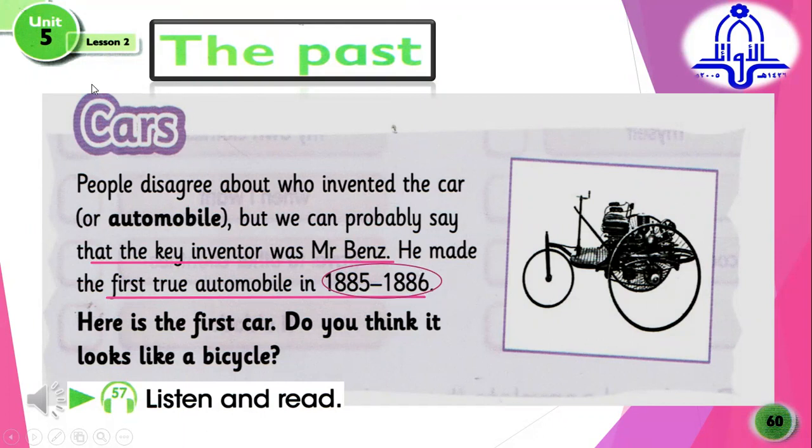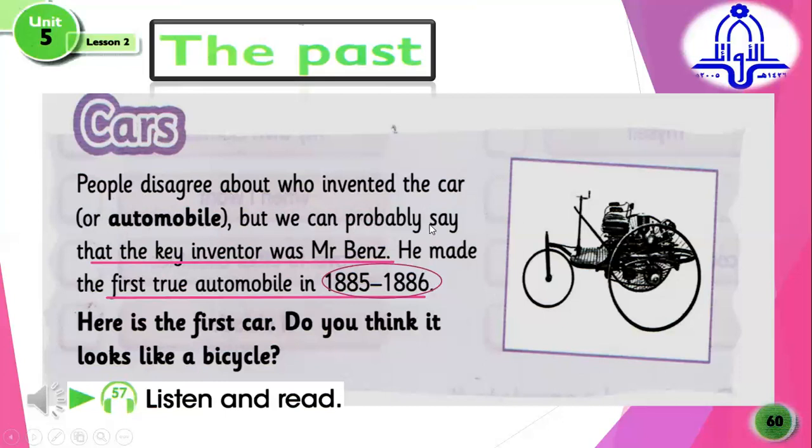Again, cars, السيارات. People disagree. الناس لم يتفقوا, disagree يعني لم يوافقوا أو لم يتفقوا, about who invented عن من اخترع the car السيارة or automobile, أو اسمها الثاني automobile. So the car, it means automobile. The car or another word for a car is automobile.